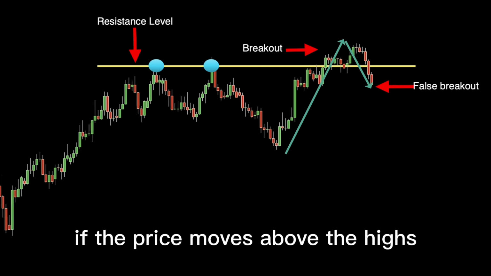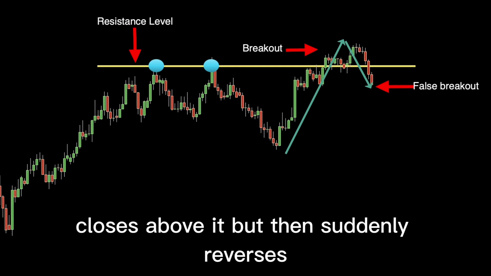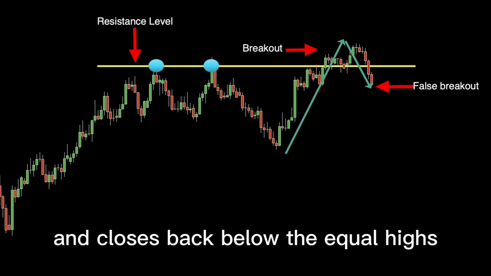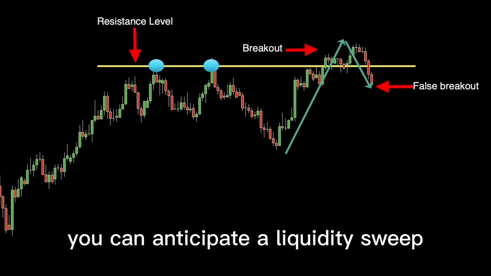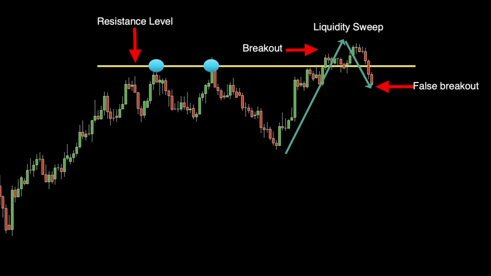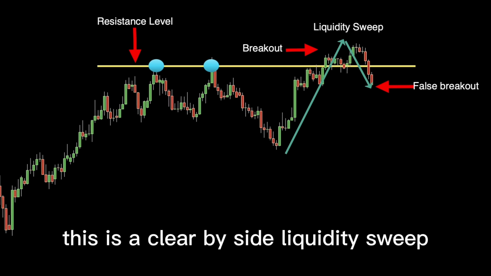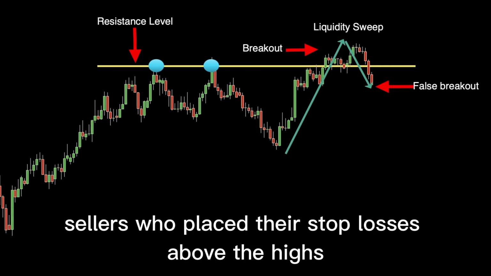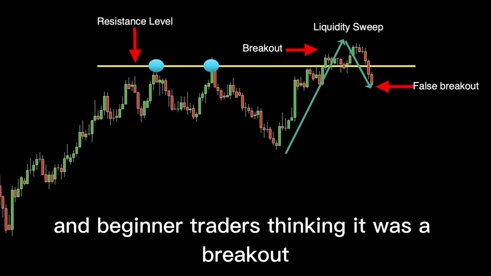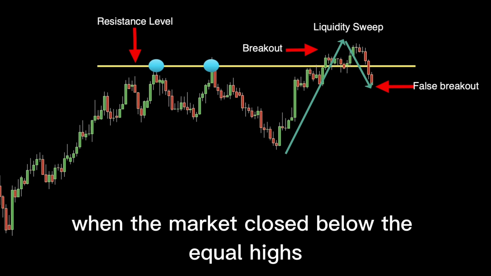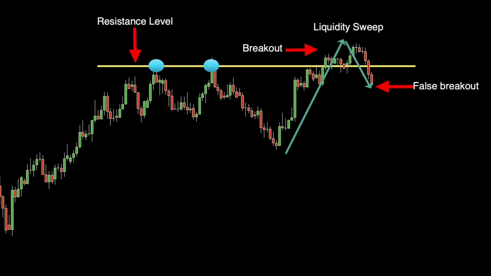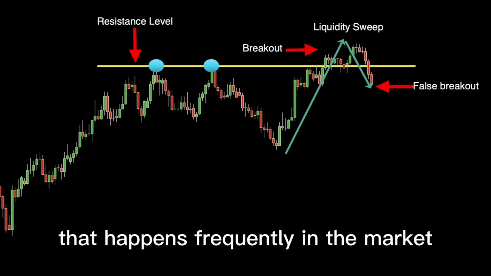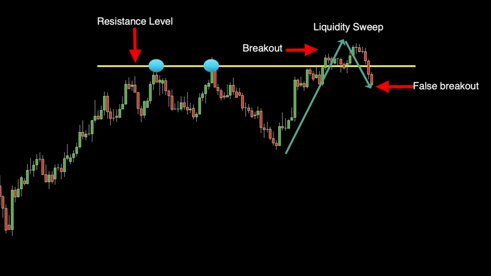If the price moves above the highs, closes above it, but then suddenly reverses and closes back below the equal highs, you can anticipate a liquidity sweep. As you can see here, this is a clear buy-side liquidity sweep. Sellers who placed their stop losses above the highs got triggered, and beginner traders, thinking it was a breakout, jumped in only to be caught off guard when the market closed below the equal highs, hitting their stop losses as well. This is a common market maker trap that happens frequently in the market.